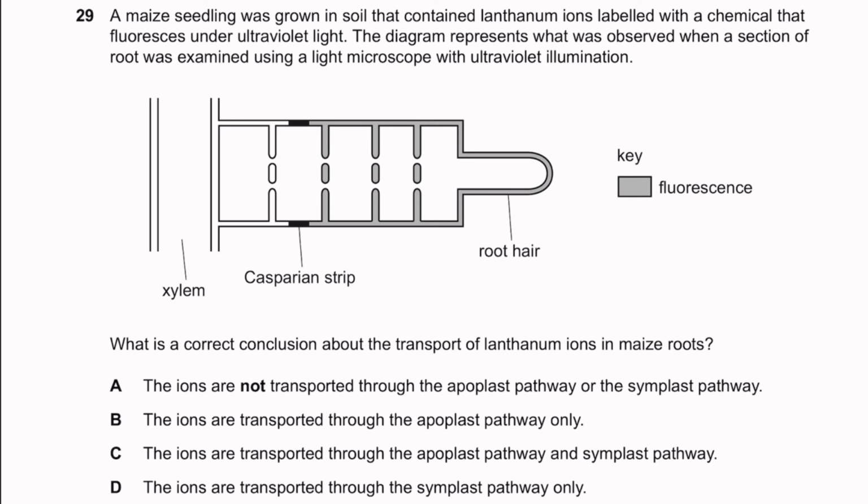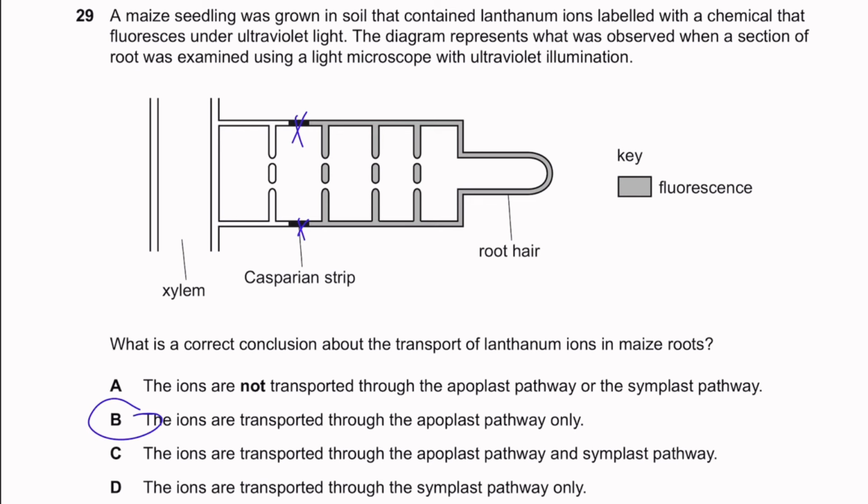But in this case you could see here that there are no ions anywhere else, and so obviously when the apoplast pathway was blocked, the ions couldn't move anywhere. So the ions are not able to move in the apoplast pathway. They're transported through the symplast pathway, however, not the apoplast pathway. That's B.